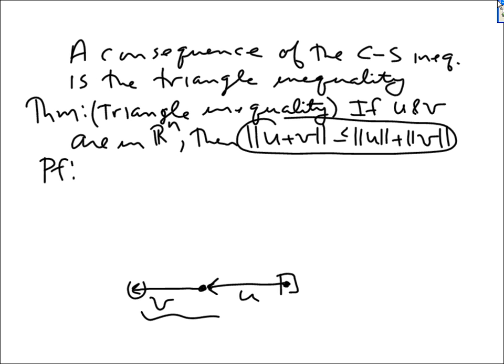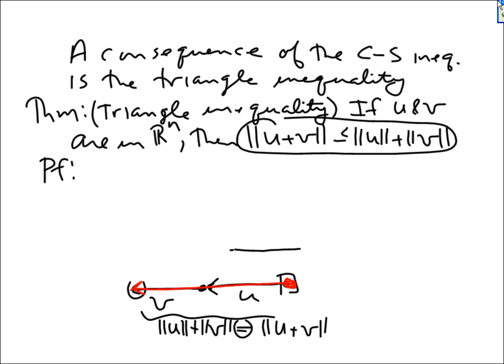So, how long is this vector? Well, the sum of the individual lengths will be the length of u plus the length of v. But the sum vector, like I said, starts from here and finishes there. It's that straight line. So that's the length of u plus v, and they are equal, because the sum of the parts is the whole.